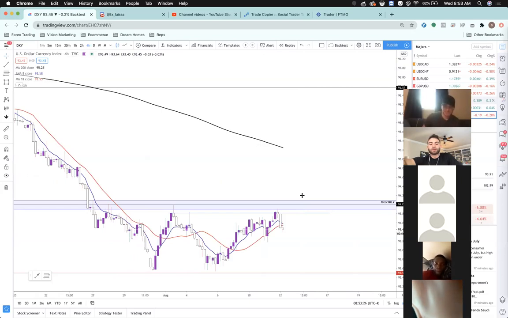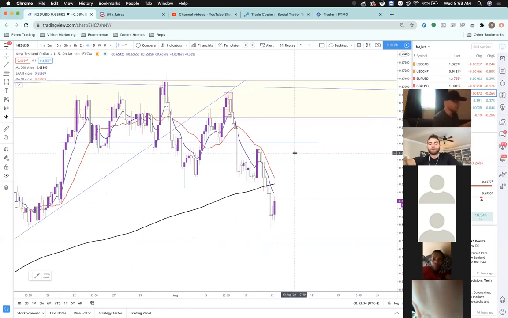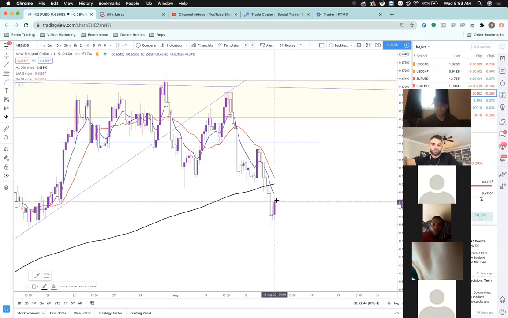But on NU, we're just going to look to continue to ride this trend. If DXY goes down, NU will pop up, and if DXY goes back up, NU will go down. So we need to wait now for another pullback on this 4 hour time frame, a pullback into this area right here.